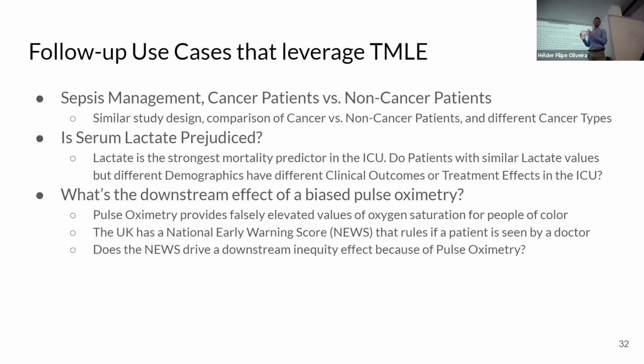The other one is serum lactate. Lactate is the strongest predictor for mortality in the ICU. If a patient has a high lactate on day 1 and that lactate doesn't go down by day 2, they're probably going to die. It's a super strong predictor because it basically reflects the dysfunction of the organs.